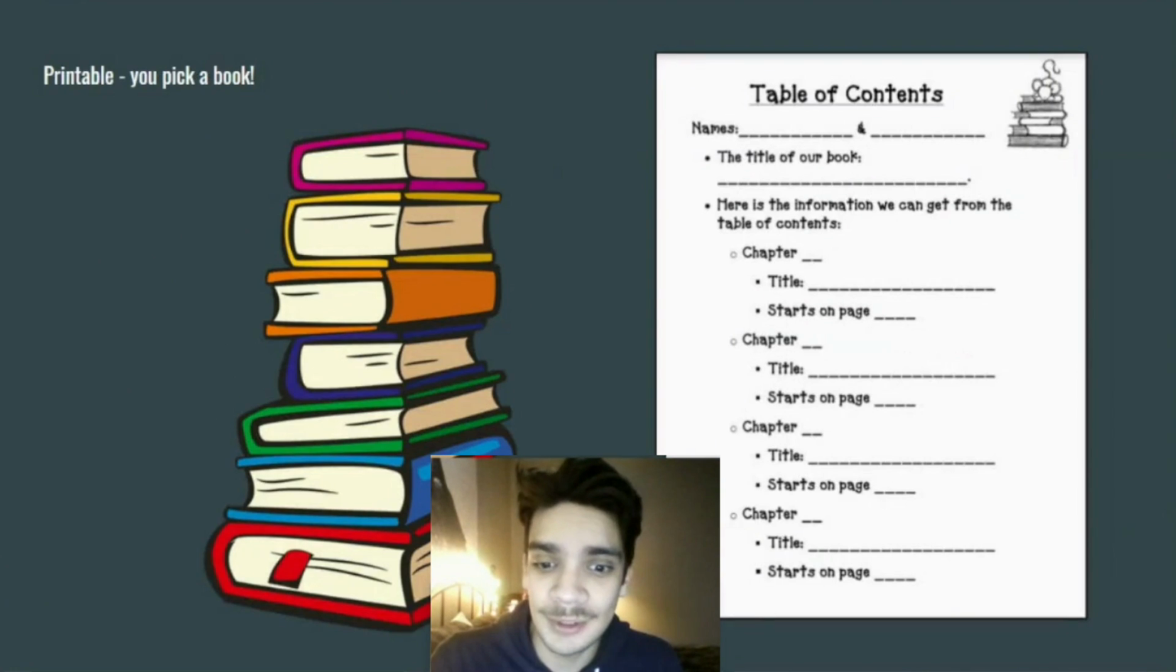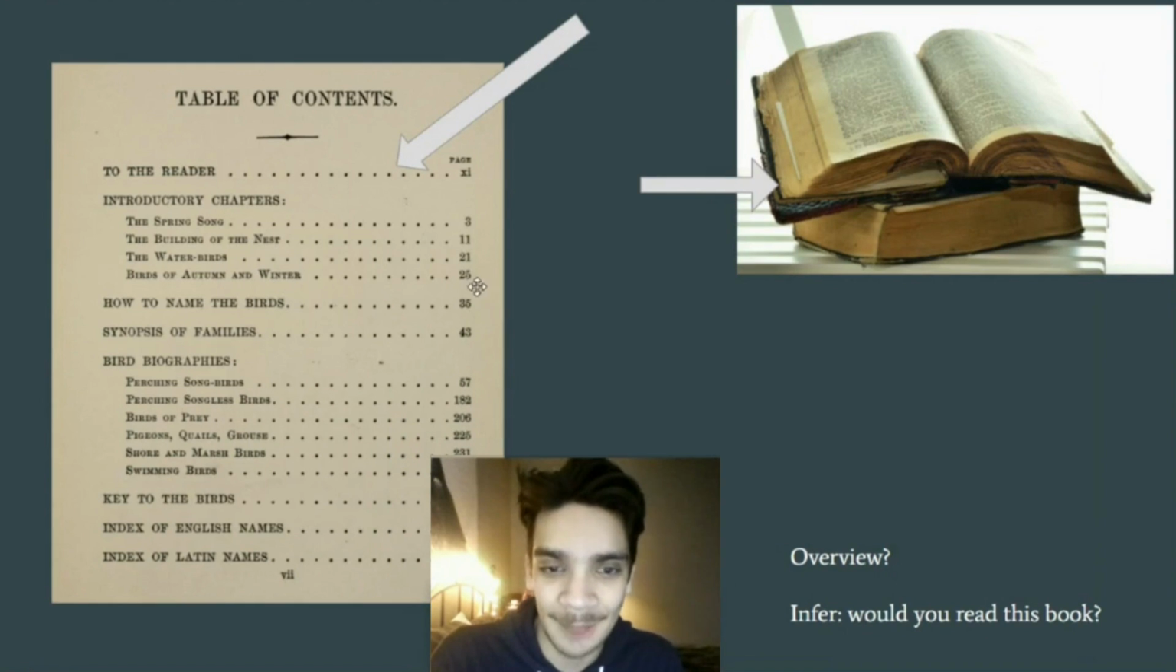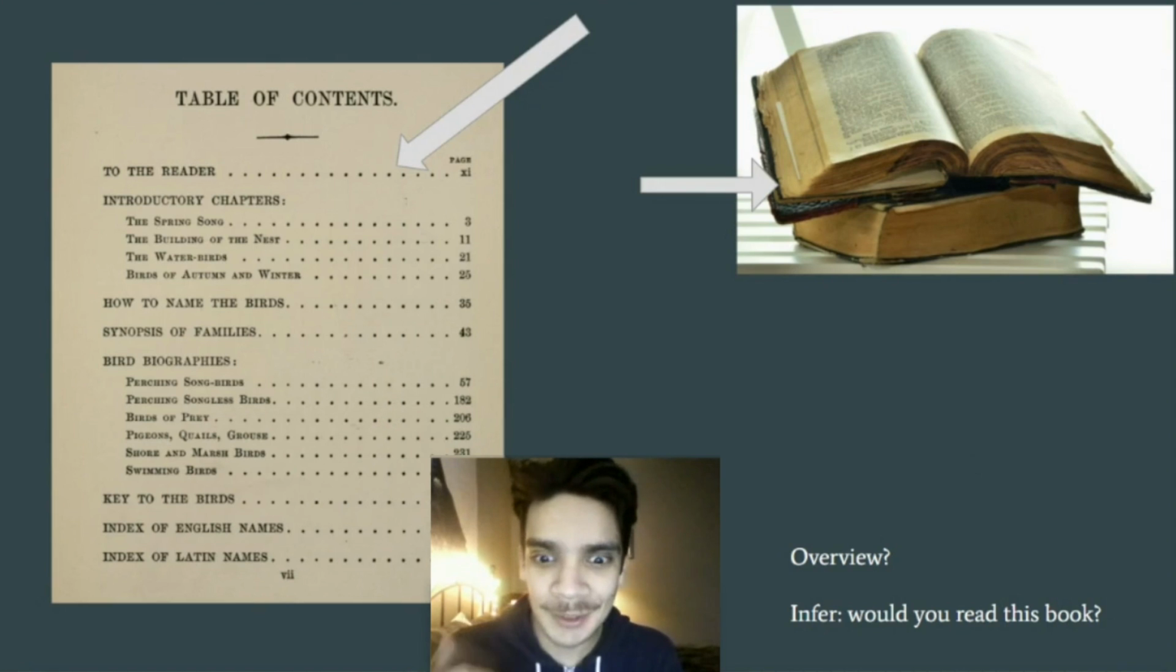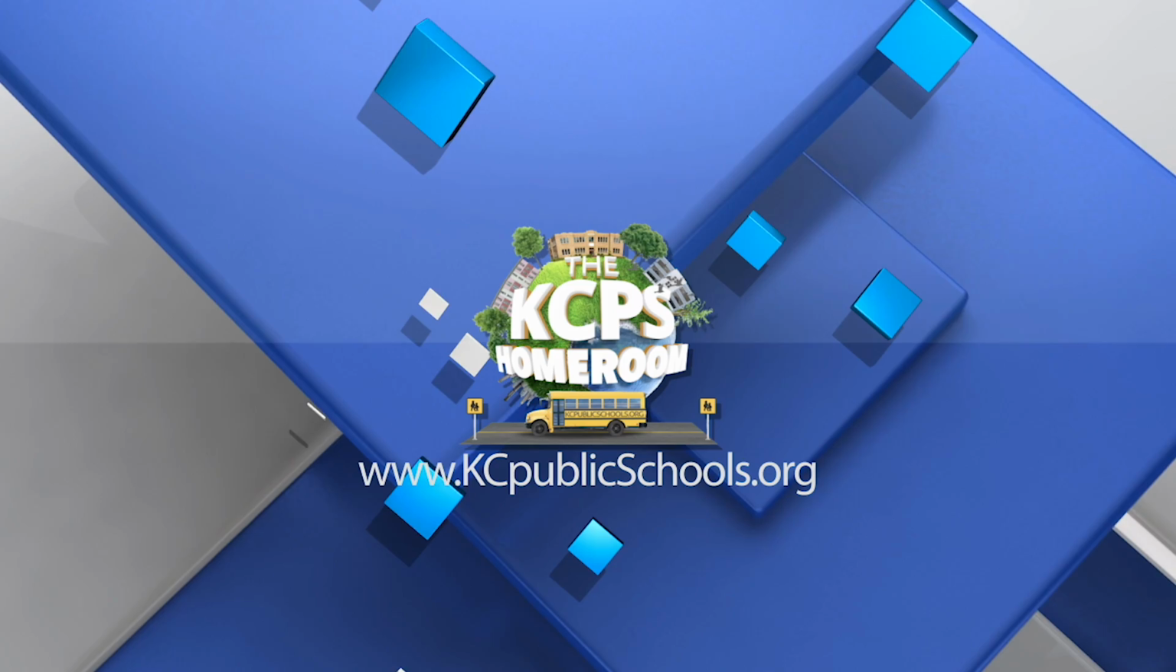Now it's going to be your turn. So you're going to pick a book from your house or any book that you see at the library, and you can use the printable feature on the website to print out this document and walk me through the title of your book and the information that we can get just from that one page. That's going to help us gain an overview of the book and also make some inferences about what the book will be about. Let's go check in with my brother and see if he's able to get started with our help.